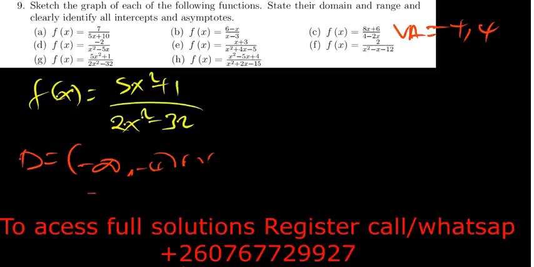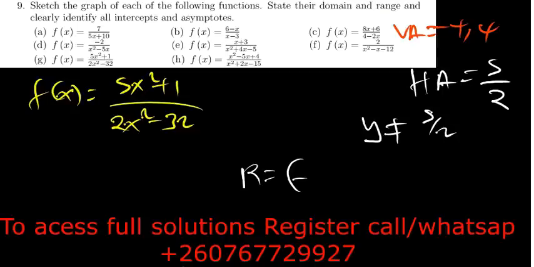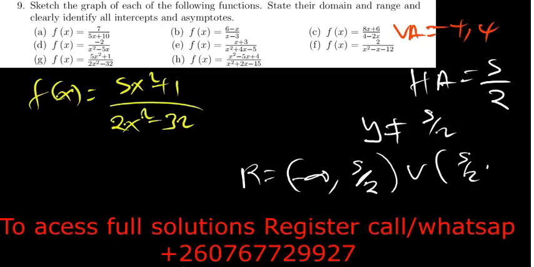How do we find the horizontal asymptote? If we can clearly see that the numerator and the denominator have the same power of x, we get the coefficient. So in that case, my horizontal asymptote is going to be at 5 over 2. So range is y is not equal to 5 over 2. So my range will be negative infinity to 5 over 2 not included, union 5 over 2 comma positive infinity not included.